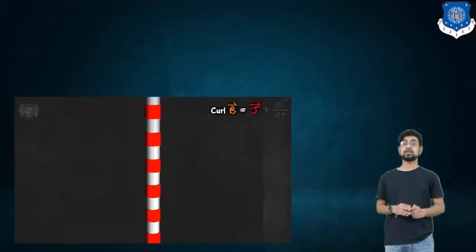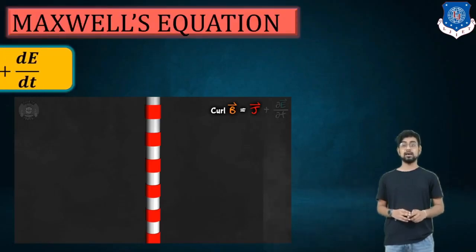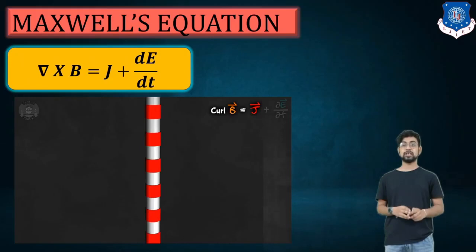After that, we have the second equation, and it is an interesting one. The second equation is curl of B equals J plus the rate of change of electric field. In the previous one, curl of E was the change in the electric field. Now here is the change in the magnetic field, so it is correlated somewhere. So curl of B, the change of B, is equal to J, the current density, plus the rate of change of electric field.